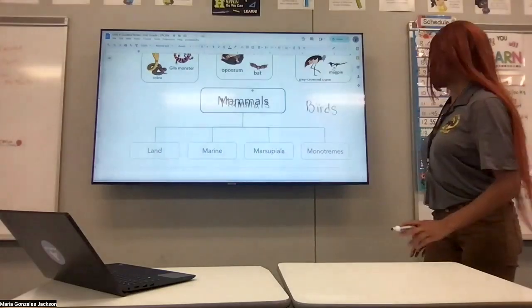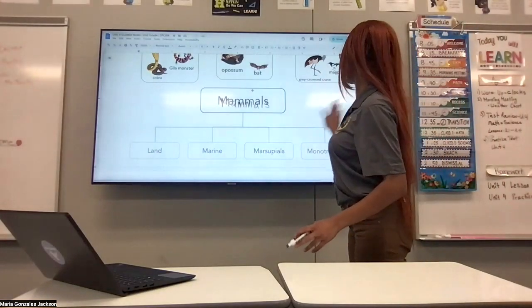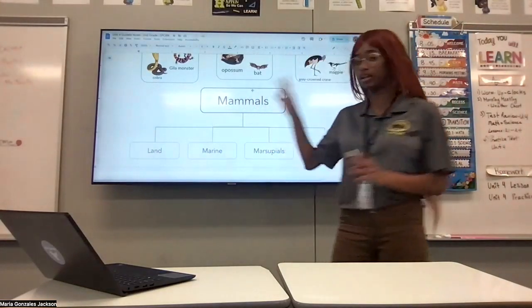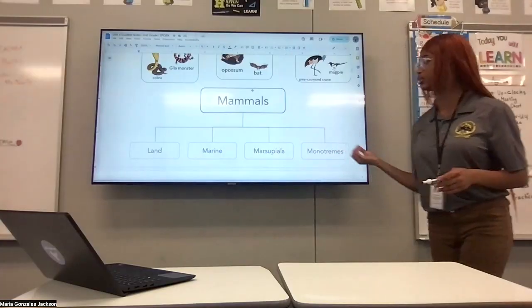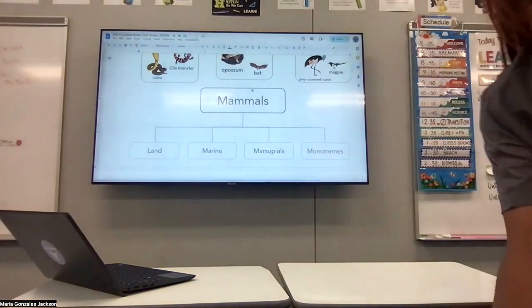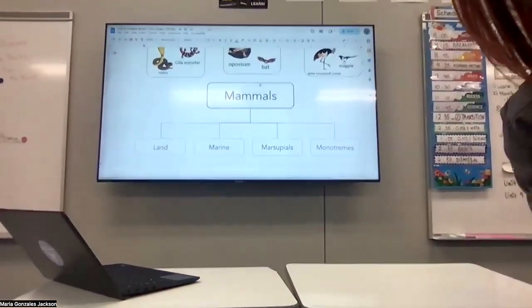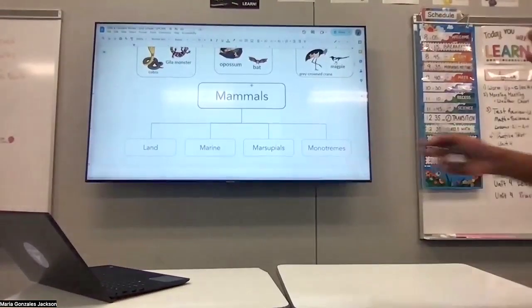Let's scroll down and we have, Noelle forgot her eraser. Oopsies. Let's take a look at the group of mammals. Let's take a closer look. So there are 4 different types of mammals. I'm going to bring you a little bit closer.